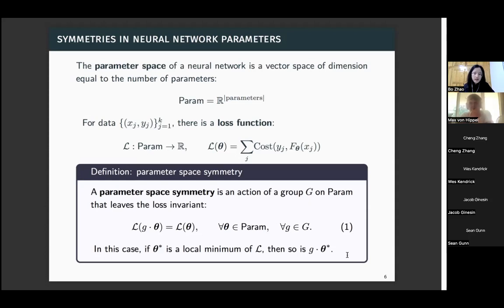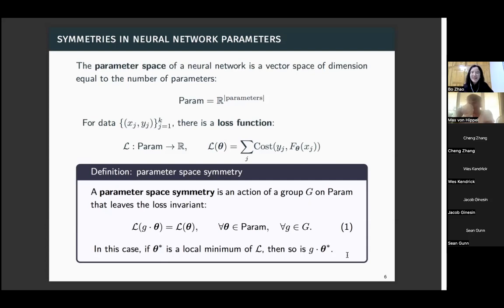So to show that G dot theta star is also a local minimum, or more generally a critical point, we need to show that its derivative or gradient is also 0. The proof is indeed straightforward, but the definition for symmetry just requires that the loss value at those 2 points are equal. The final statement requires that their gradients are equal, and both need to be 0. Oh, cool. Thanks for clarifying.